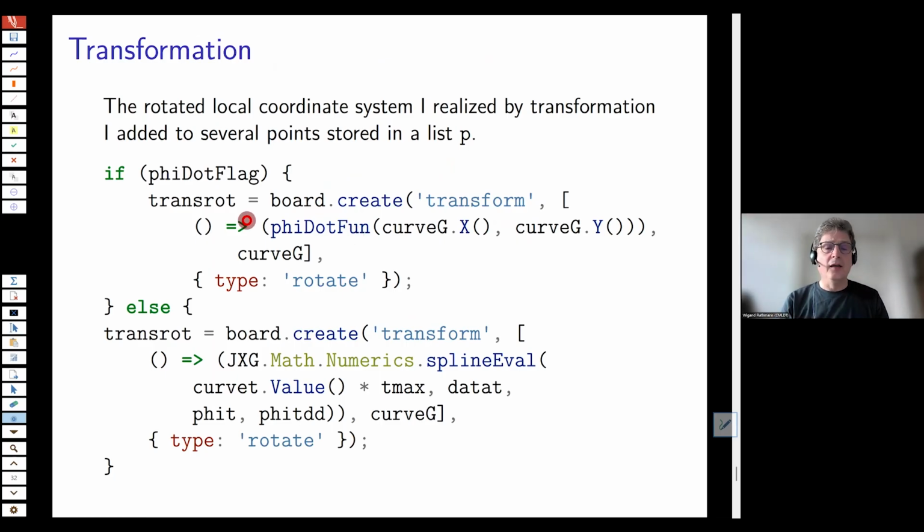I have implemented both. If I'm looking at phi dot, then I have to evaluate just the phi dot function. So this is the angular velocity at the point. Or I will consider the accumulated angle. Then I have to evaluate again a spline. This is a spline with respect to phi. And so I could add everything and put everything together.